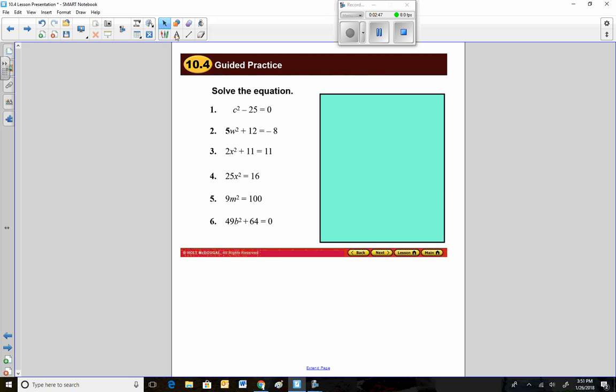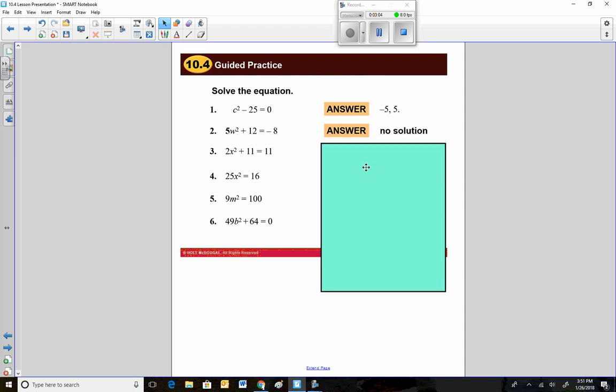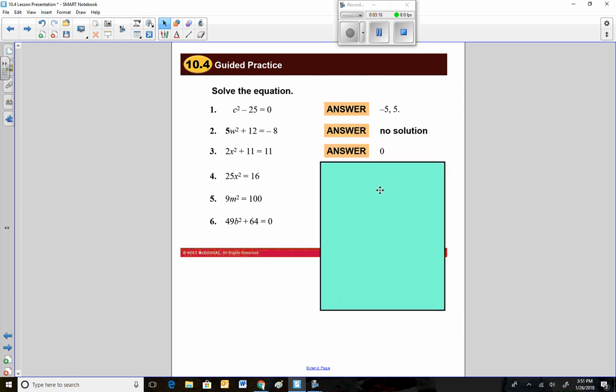Welcome back. Let's see how you did. c squared equals 25, so c would equal plus or minus 5. Subtract your 12 from both sides, and so 5w squared equals negative 20. Divide by 5, you get negative 4. So, if your answer is negative, of course, there's no solution because if you try to square root a negative, it's not real. It's imaginary. All right, in part 3, you should have been able to get a 0.